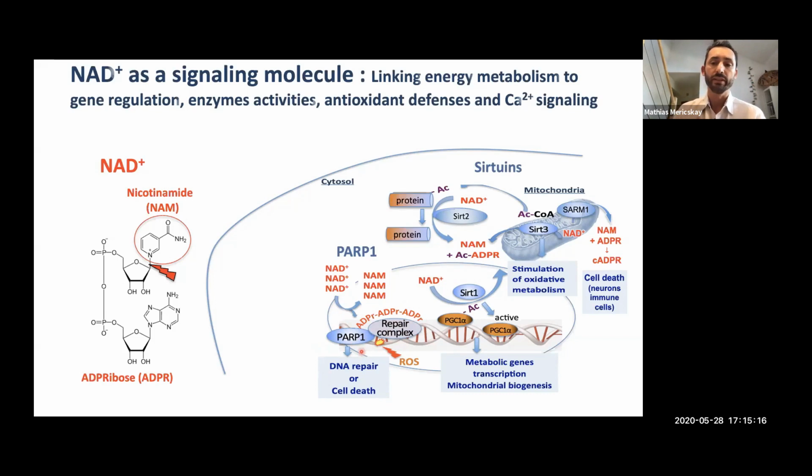However, in some instances, if it's overactivated, it can be bad because it can lead to depletion of NAD cellular pools and actually trigger cell death without possibility to produce ATP, so more like necrosis. And it's actually an enzyme which is inhibited in apoptosis, which requires ATP.